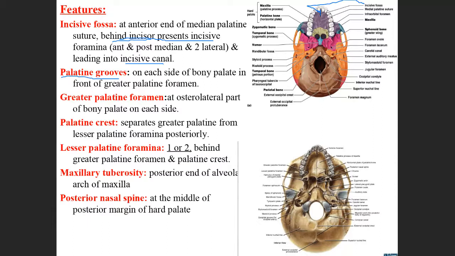Okay. Most of the things you will get confused. So to avoid all these things, you just remember the incisive fossa, palatine groove, greater palatine fossa, palatine crest, lesser palatine foramen, maxillary tuberosity, and posterior nasal spine. You remember these headings. Okay. Further, you just go on reading and identify. Okay. So it's clear here.